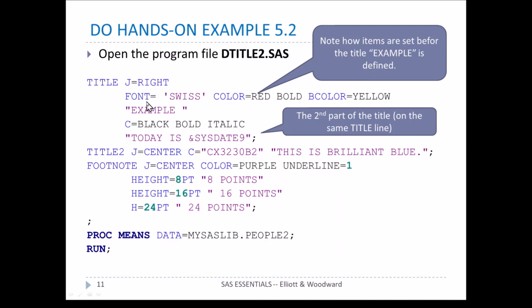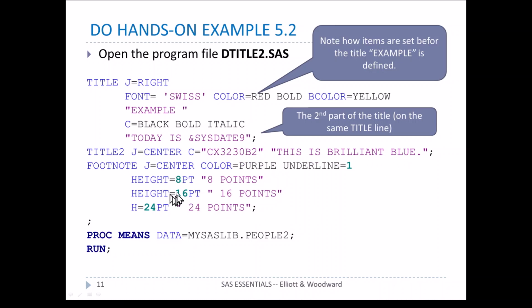Now I'm continuing on the same line. I haven't done a semicolon yet. I'm going to change my color to black and bold and italic, and I'm going to say today's date is, and this is going to print whatever today's date is. Then in title 2, I'm going to justify it center. I'm going to use a strange looking color here that we'll define in just a minute, which happens to be brilliant blue.